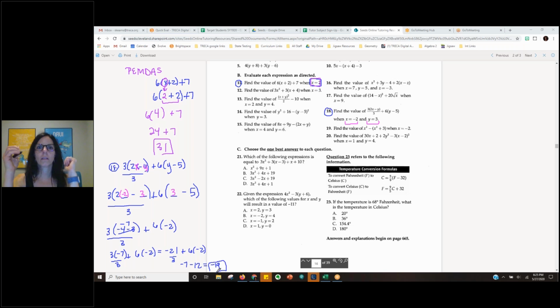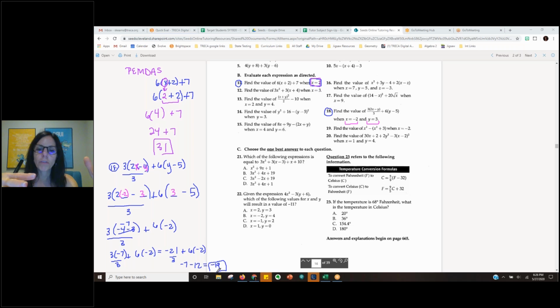So yeah, that was a lot bigger than the first one that we did. It's the exact same work. You take your x's, you take your y's, you take whatever letters they give you, you put the numbers in, and you evaluate it. If you want to write this down, make sure you pause the video. I'm going to erase it.